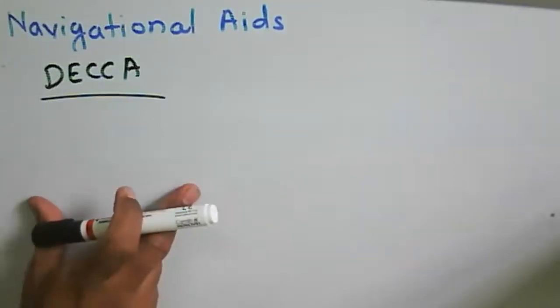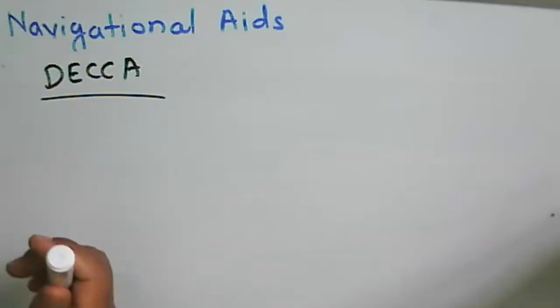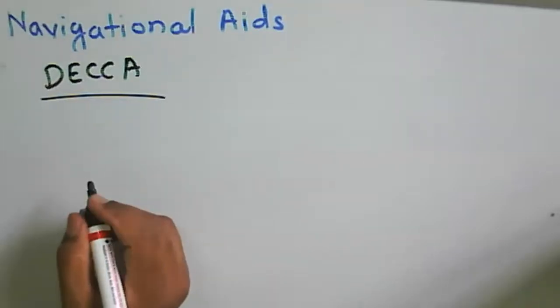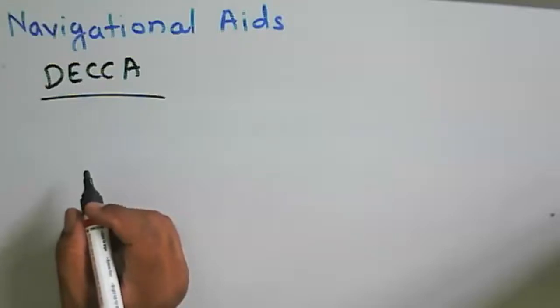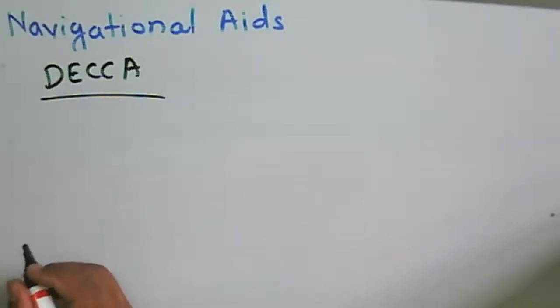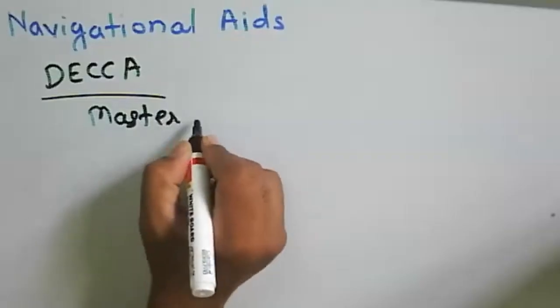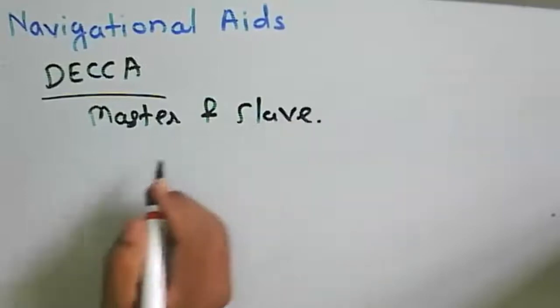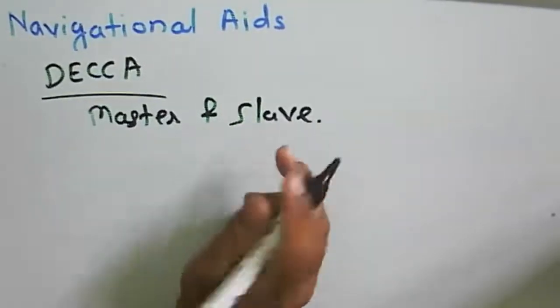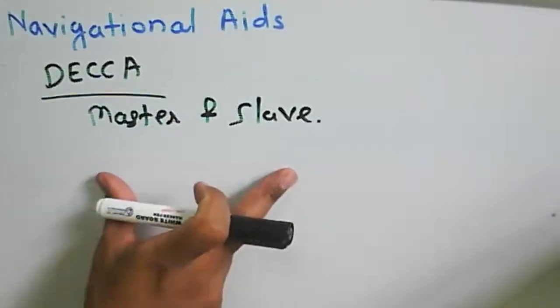This navigation system was first used in World War II in 1944, and it is basically a range difference system. Its range differences are interpreted as phase differences, and the lines of phase difference are in the form of hyperbolas with foci at the transmitters. It consists of a master and a slave. We considered earlier a master and a secondary in Loran, but here it has a master and slave.